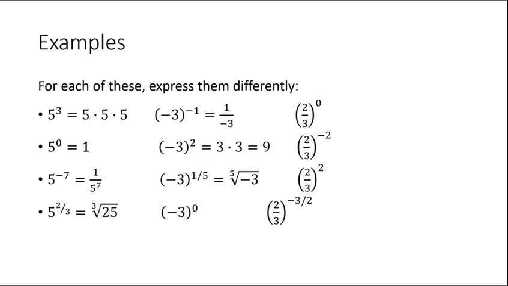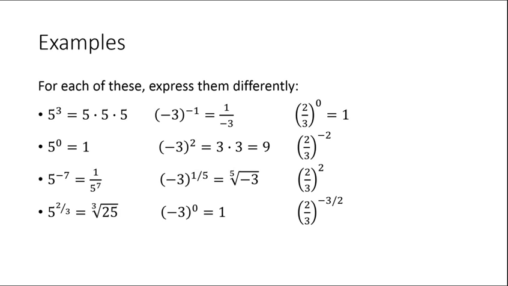If you have -3 to the 1/5, that is the 5th root of -3, which would be an imaginary number. And finally, if you have -3 to the 0th power, it's equal to 1. Moving on, if we have 2/3 to the 0th power, it's equal to 1. It's true for all values of the base of the exponent.